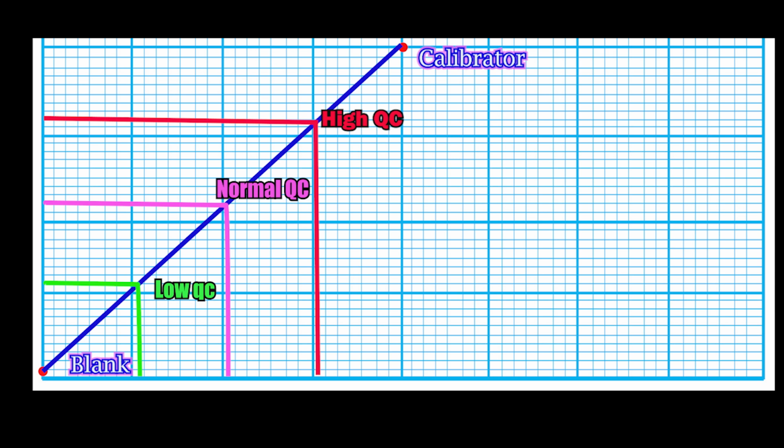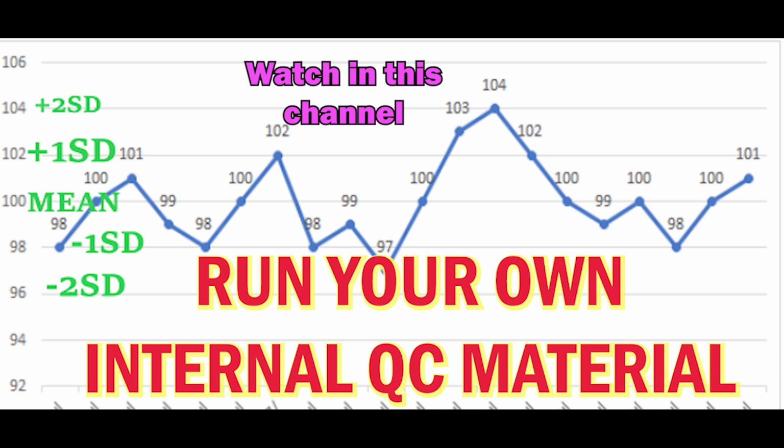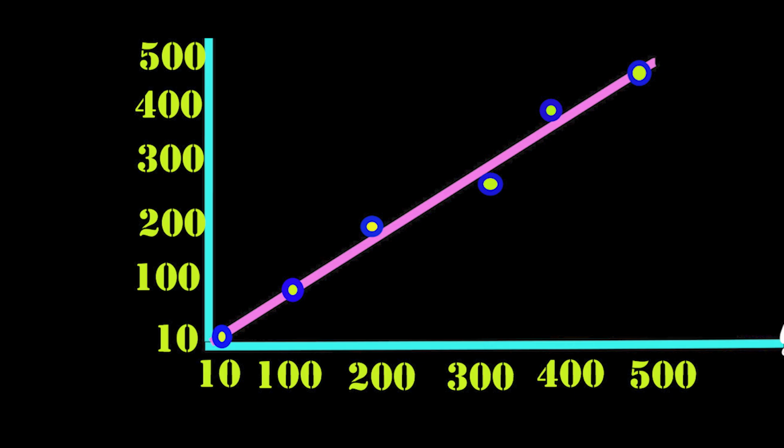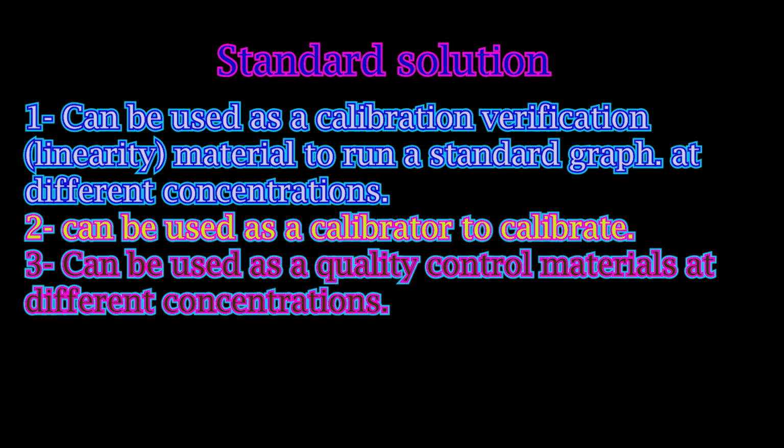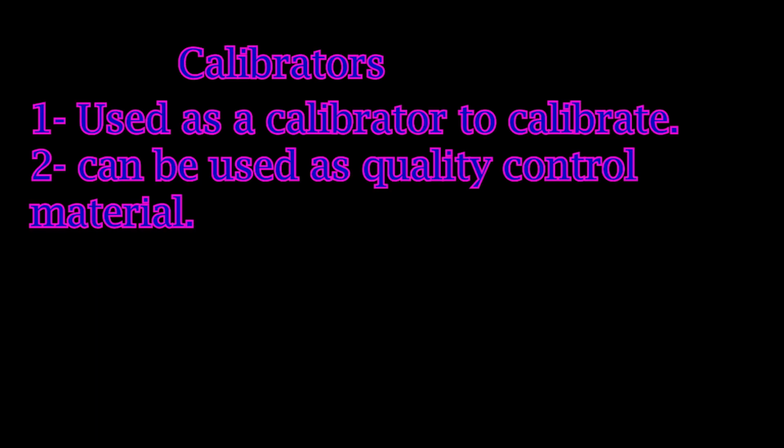The stock standard solution can be used for the standard curve, the linearity, and the same stock solution is used for calibration with required dilutions. The working standard solution can be used as a quality control material. The calibrators are used for calibrating the analyte with the instrument and the methodology. The same calibrators can be used as a quality control material also.